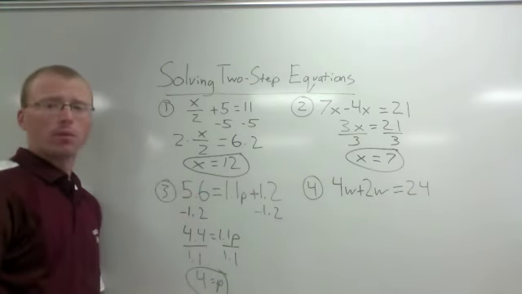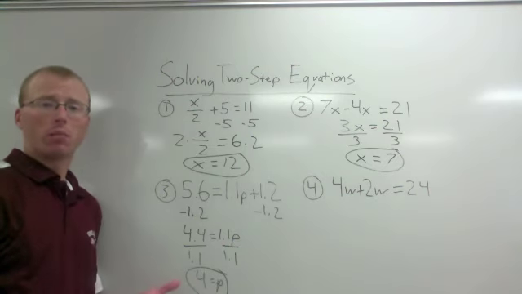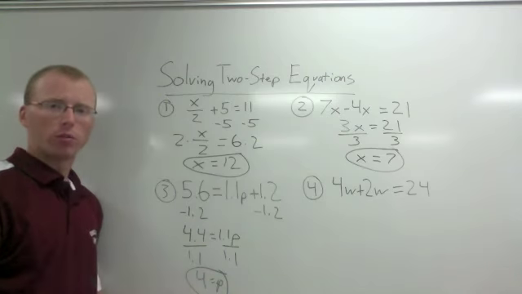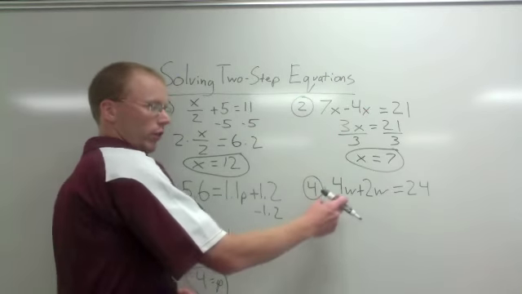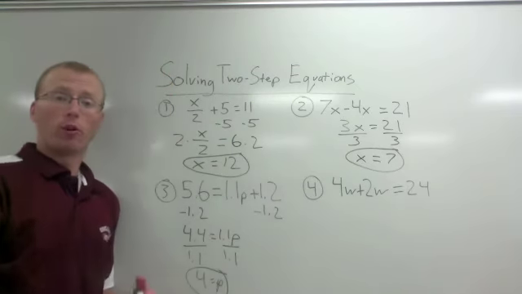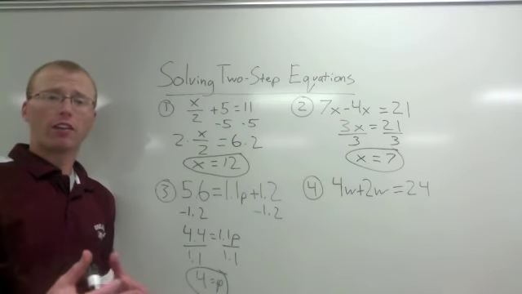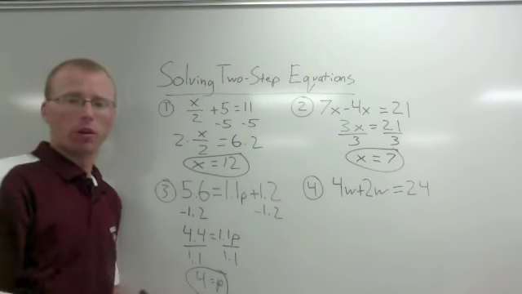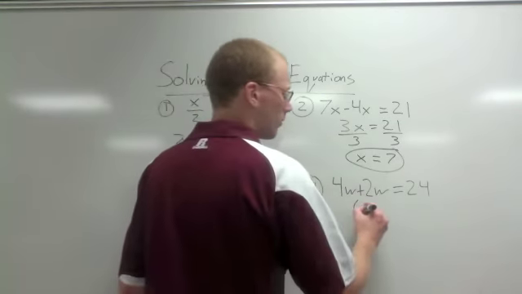Our last problem, we have 4w plus 2w equals 24. Again, another problem where we have variables in both of our terms. Again, we just want to combine these. So 4w plus 2w, we can treat that like 4 plus 2. Since 4 plus 2 is 6, 4w plus 2w is 6w.